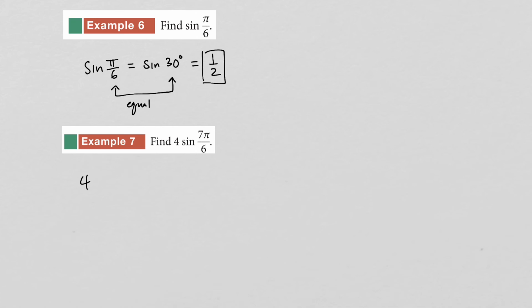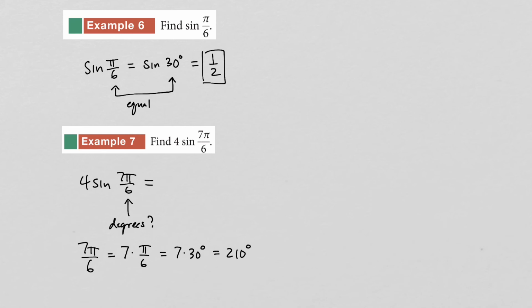Likewise, for the next example, we have 4 times the sine of 7 pi over 6. So again, at first, we're not going to be really comfortable with radians. So I'm going to want to think of 7 pi over 6 in degrees. So we have to convert that. Now, I've already talked about one way to convert it. Let me use the quick and easy way to convert this. 7 pi over 6 is 7 times pi over 6. And pi over 6, we know, is 30 degrees. So 7 times 30 degrees is 210 degrees. So 4 times the sine of 7 pi over 6 is 4 times the sine of 210 degrees.